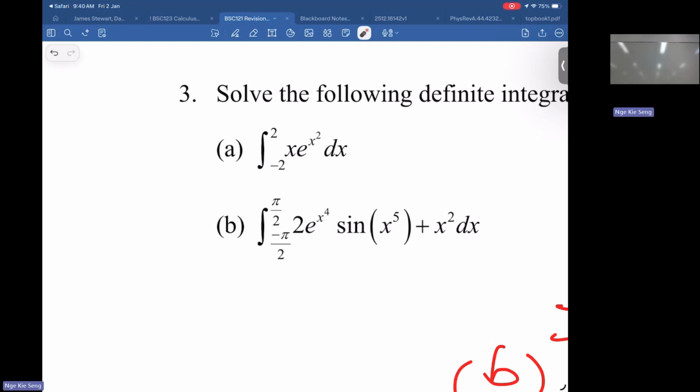And then the other one is x to the power 5. So what's the friend of x to the power 5? 5 times x to the power 4. Okay, x to the power 4 is there. The 5 we can easily handle, I mean, multiply by a scalar. Okay, maybe we can try and do these two quickly.